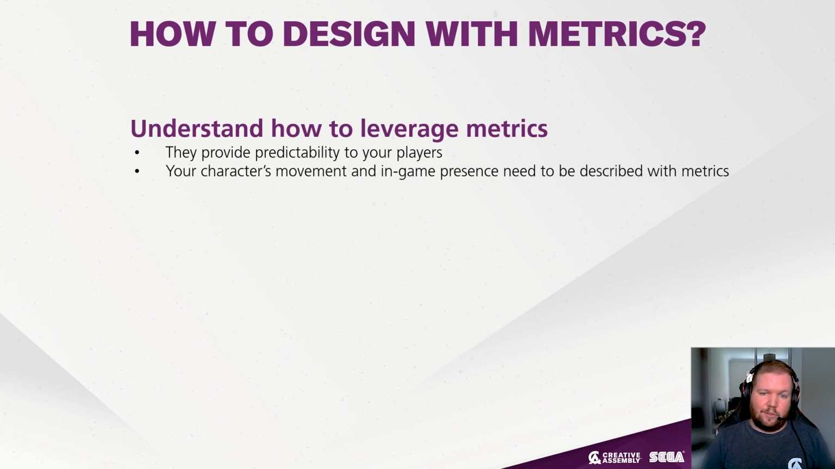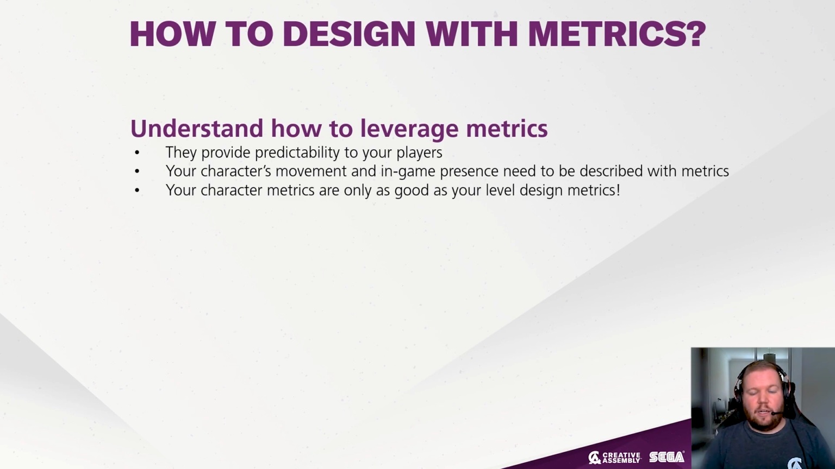So your character movement and in-game presence need to be described with metrics. Can you mathematically describe the movement of your character? If you can, then you are in a very good spot. It's important to also note that your character metrics are only ever going to be as good as your level design metrics. It's very important that you allow for your game world to be built based on your character, and one of those bases will be your character metrics.